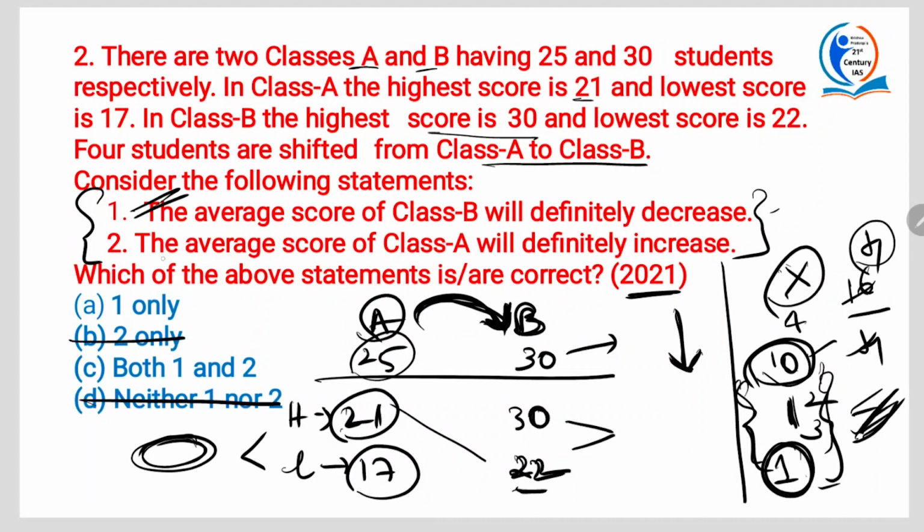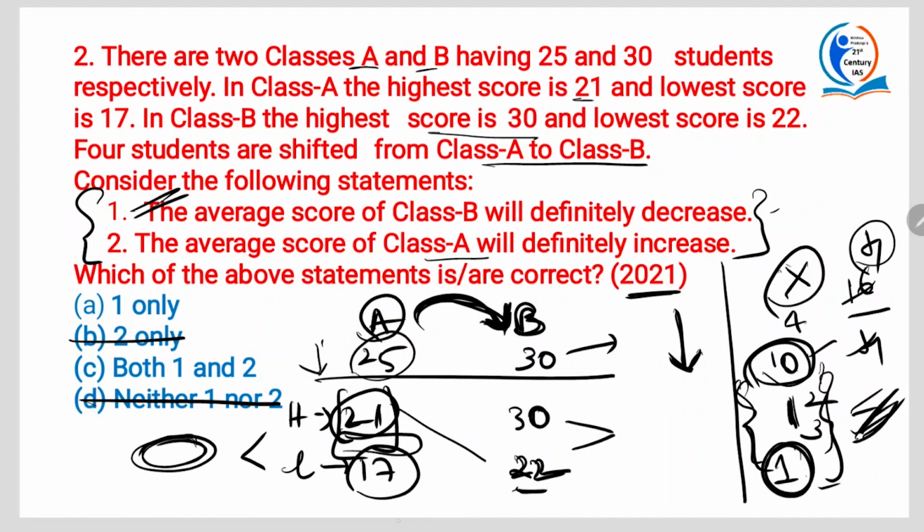Now we'll come to 2. The average score of class A will definitely increase. See, this one we cannot tell. Why? Because it will depend on what we are actually choosing, whether we are choosing top 4 people or bottom 4 people or middle 4 people. See, if you're choosing top 4 people and moving them to B, the average of A will decrease because we are moving the top scorers of A into B.